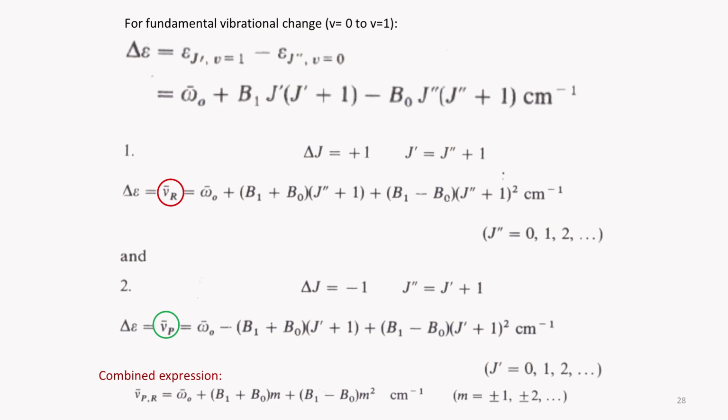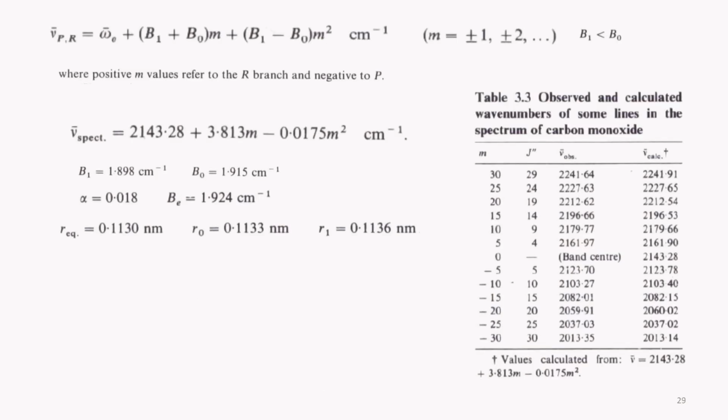Now think of B1 equal to B0. The Born-Oppenheimer approximation is valid, there is no change of rotational constant with the vibrational energy level. B1 is equal to B0 means this term vanishes. Then it becomes 2Bm. Now this combined expression, if you see, will allow you to explain the spectrum.